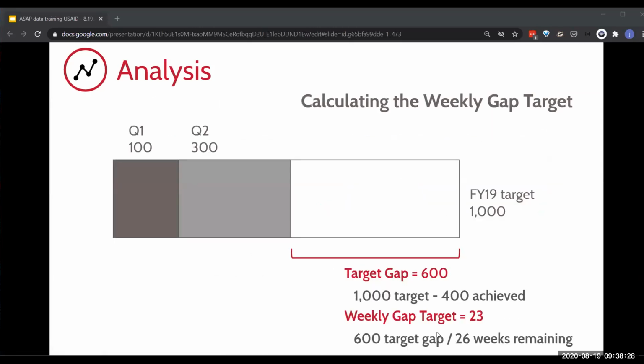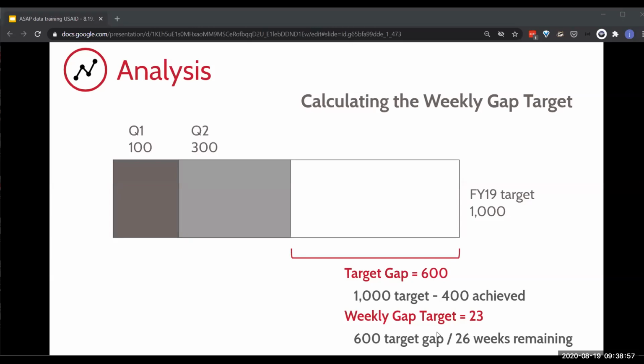Explained a little bit better here. It's just a way of us trying to help you understand what you need to achieve at a particular site to meet your target. So for example, here, if you've achieved 400 through quarter 1 and quarter 2, but your target is 1,000, that means you still have 600 to go. So if there's 26 weeks remaining, your weekly target gap is 23.